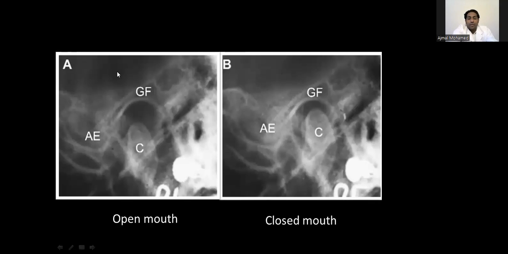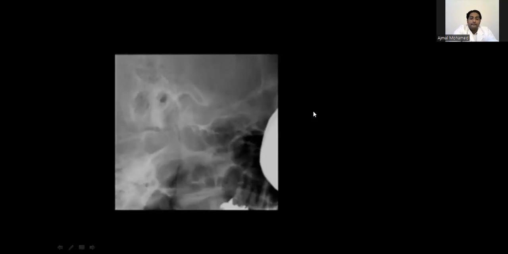So this is the radiographic image after attaining a transcranial view. You can see from both pictures, in one this is the open mouth technique. You can see the distance from the glenoid fossa to the condyle, and this is the closed technique. You can see the distance here. This is an animated image of the transcranial view.